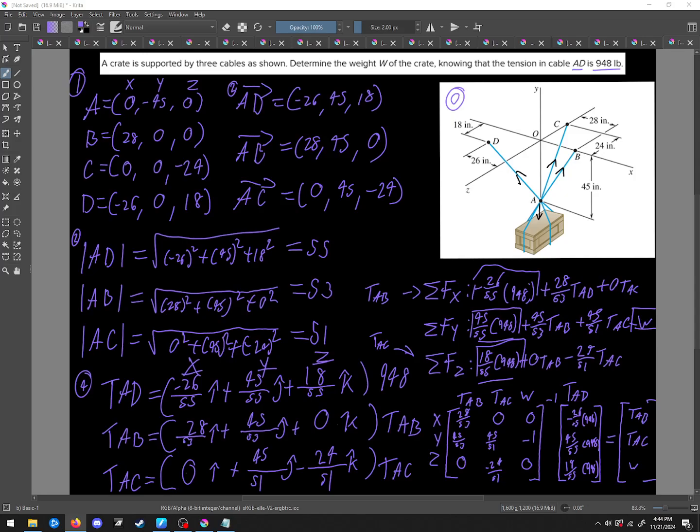Dang, hold on. I'm actually getting the correct TAB and TAC, but not the correct W. What the heck? Oh, I know why. So my W is equaling 914.14. Now this is, let's see, that's just mass, I believe. So what if we do 914 times 9.8? No. What the heck? Why is W wrong?